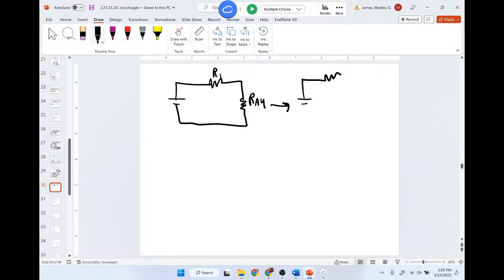And we have two resistors in parallel. How do I know they're in parallel? They share a wire on each side. So this was RA, this was R4. I want you all to think, we just got everything.